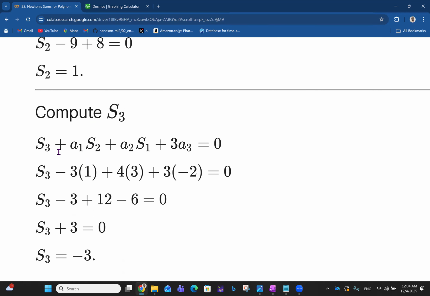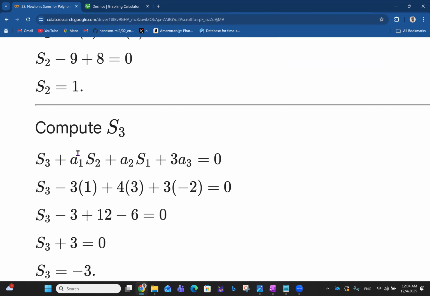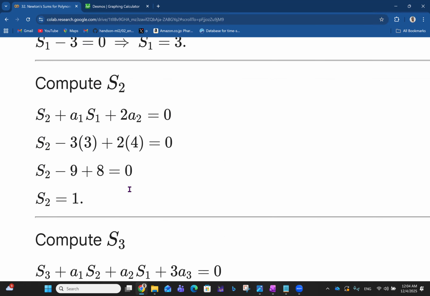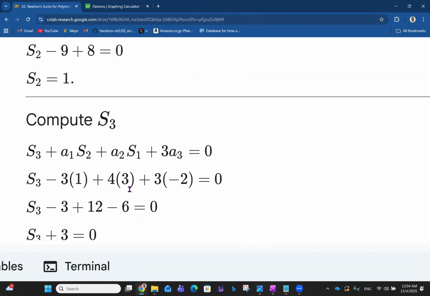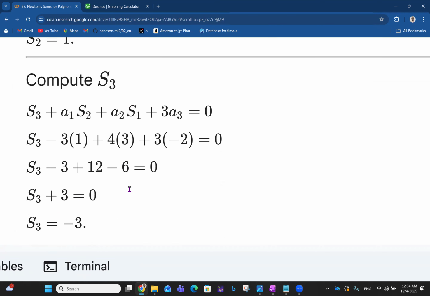You have S3 plus A1 S2 plus A2 S1 plus 3A3 equals 0. So that means S3 minus A1. A1 again, we know it to be minus 3. So we have minus 3 into S2, which we found to be 1. Then A2 S1. A2 again is 4. S1 we know is 1. So that's 4 times 3. Then 3A3, that's 3 into A3 is minus 2. Okay, once you have exhausted all those things up there, you don't need more terms.